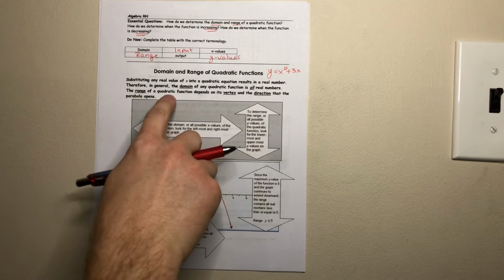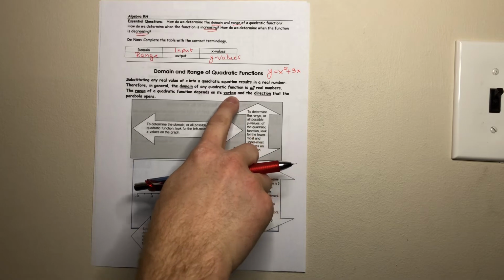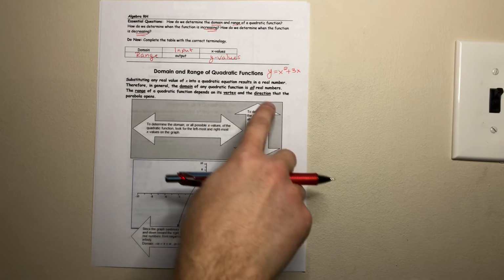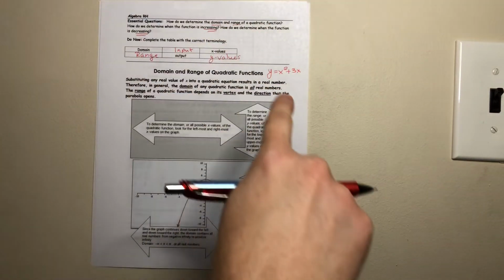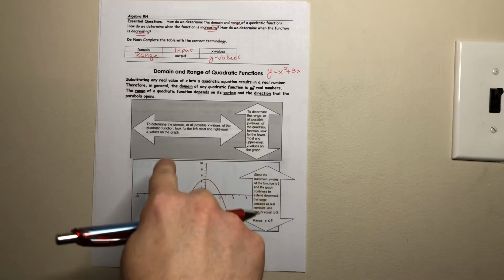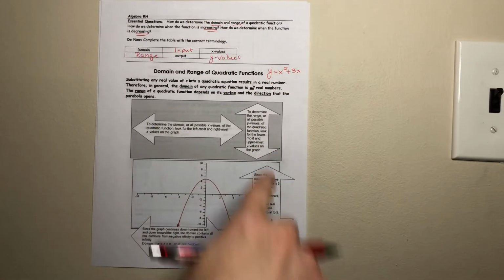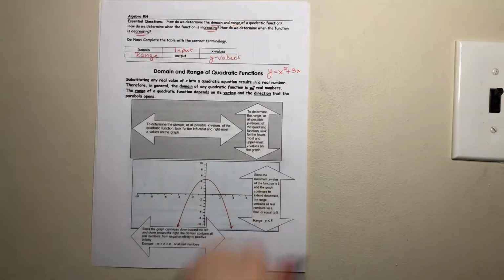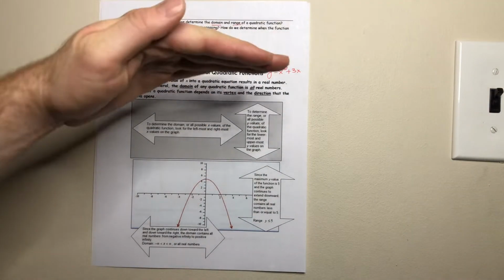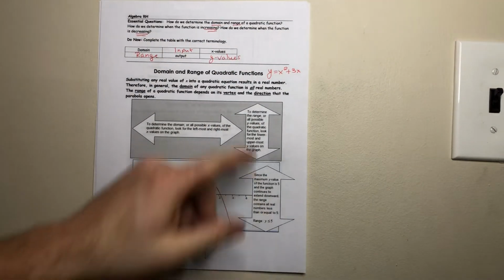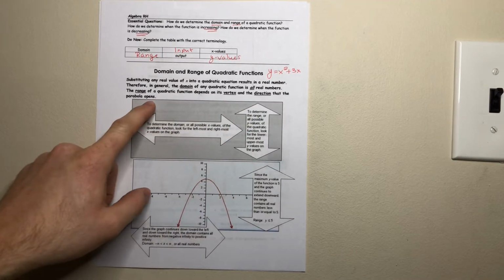The range, however, depends on the vertex. Remember, parabolas go down to a minimum or they go up to a maximum. So the range of outputs is going to stop at a certain amount high or a certain amount low, depending on the direction that the parabola opens.